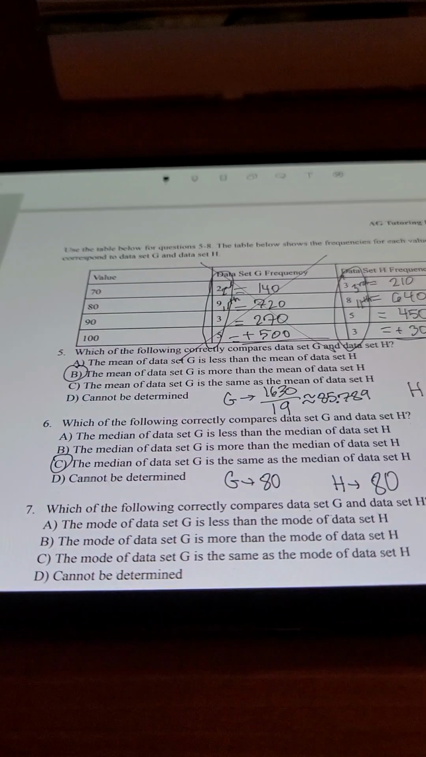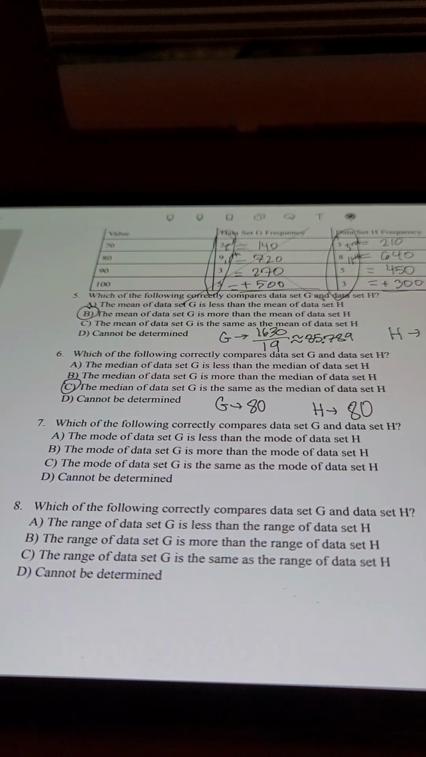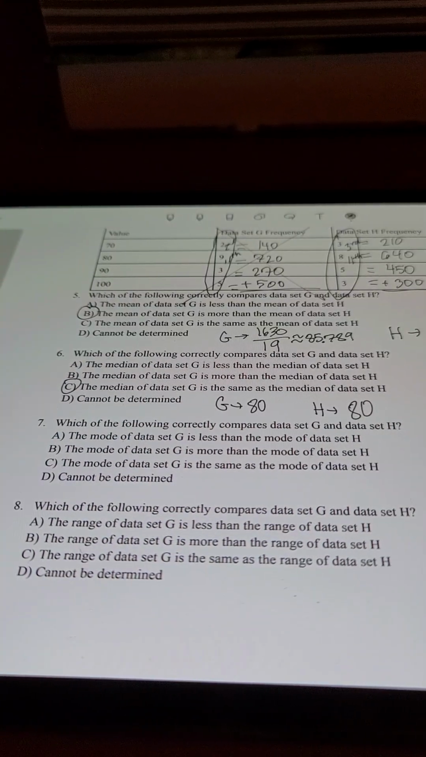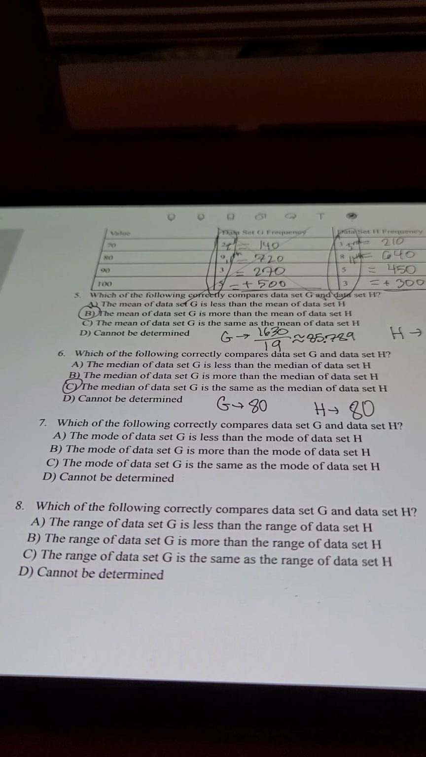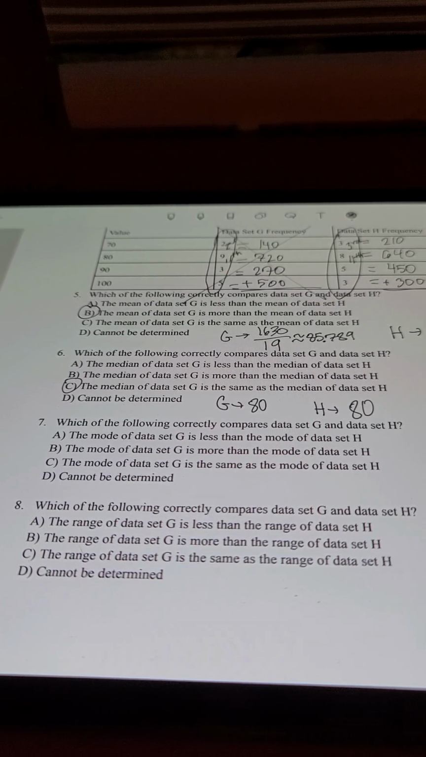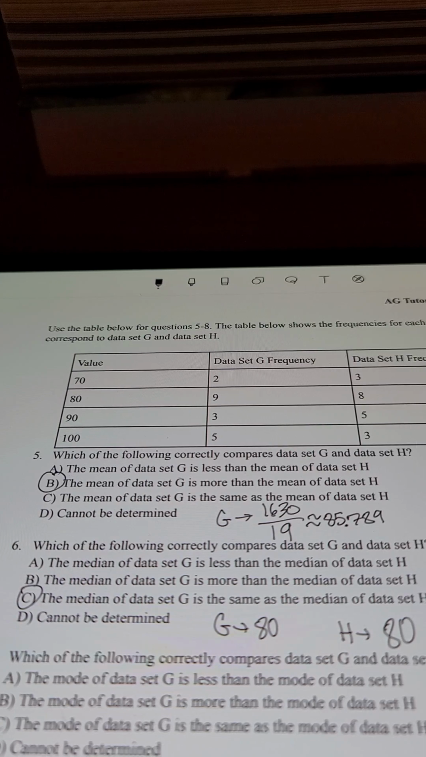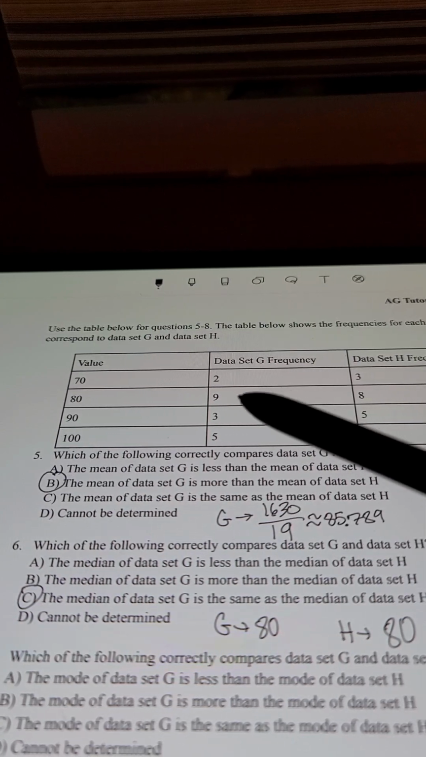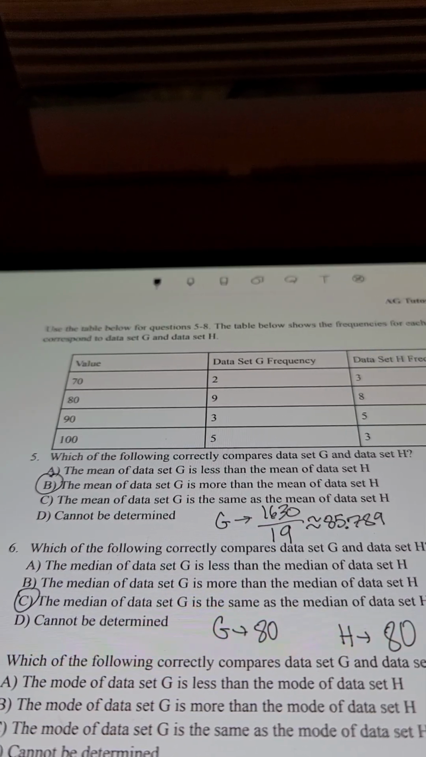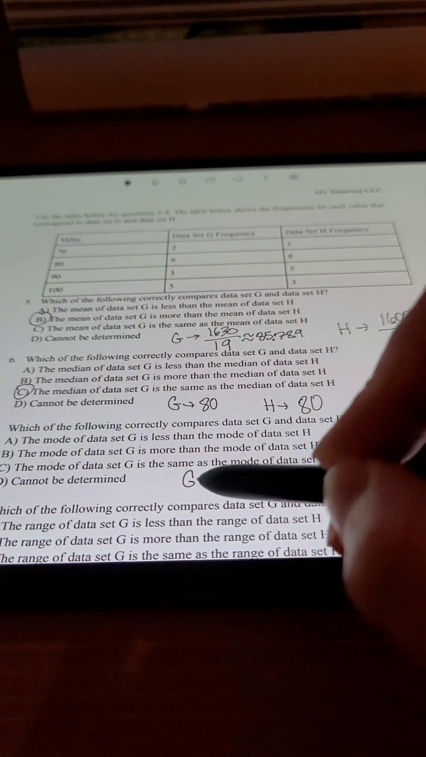Okay, pause to read number 7 if you haven't already. So now we want to determine the mode. Remember, mode is the data point that occurs most frequently in your list of data points. So another way of saying that is it's the one with the greatest frequency. So the greatest frequency for dataset G is 9, and that corresponds with 80. So that means that 80 must be our mode for dataset G. So let's write that down.